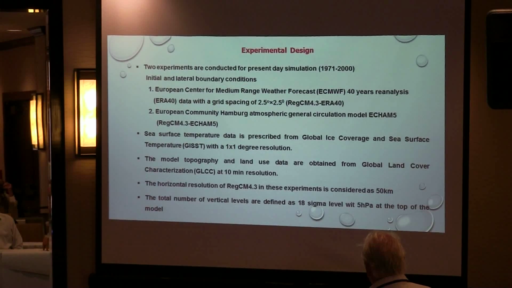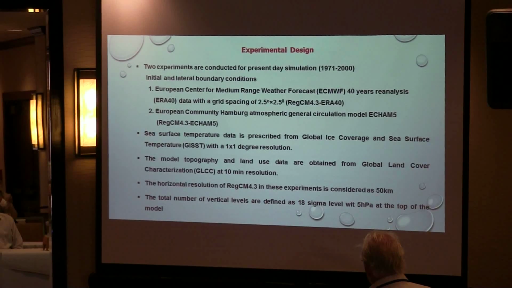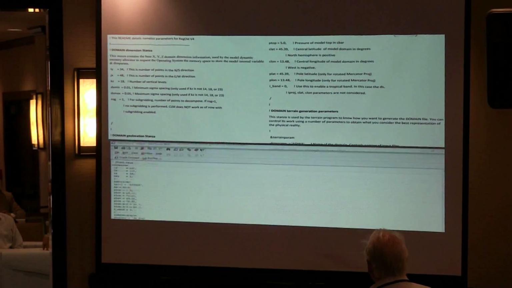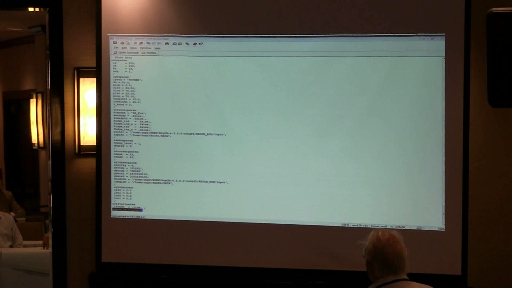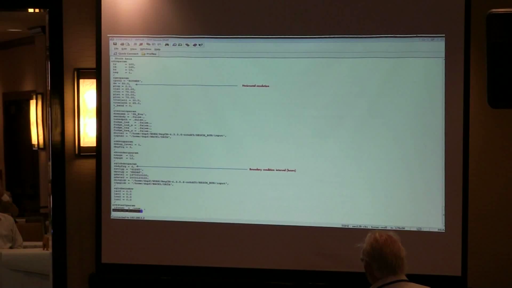Model topography and land use data are obtained from the global land cover characterization. Horizontal resolution of the regional climate model ECHAM4.3 is taken as 50 kilometers, and the total number of vertical levels is 18 sigma levels with 5 hectopascal at the top of the model. Here is the input name list of the model that contains different stanzas. Just a few parameters I want to explain. This is the domain, horizontal resolution, ds equals 50 kilometers, and second is the boundary condition.